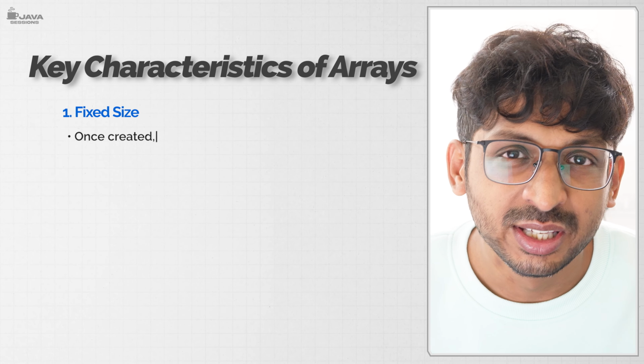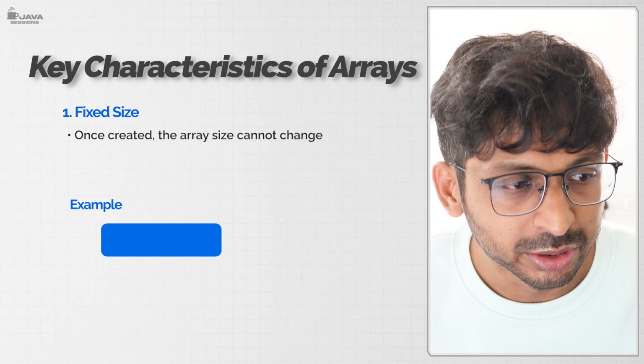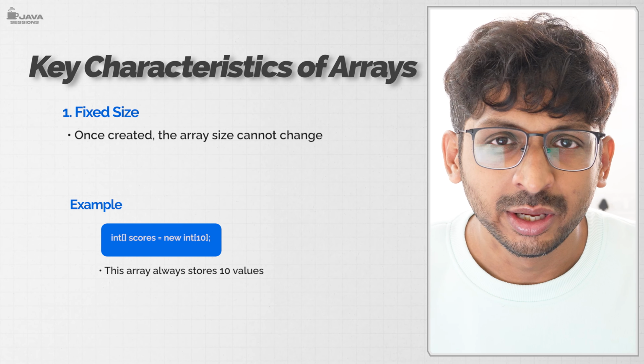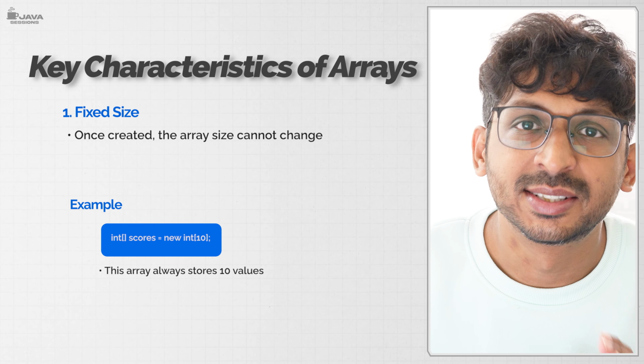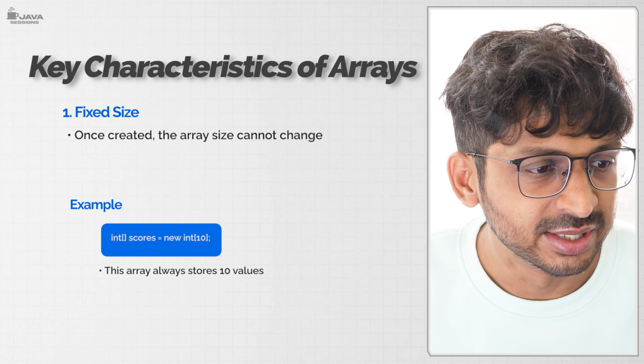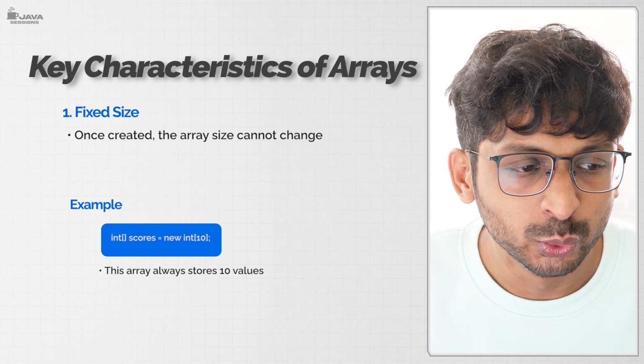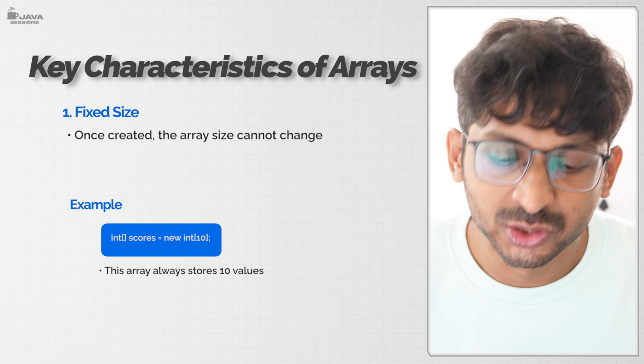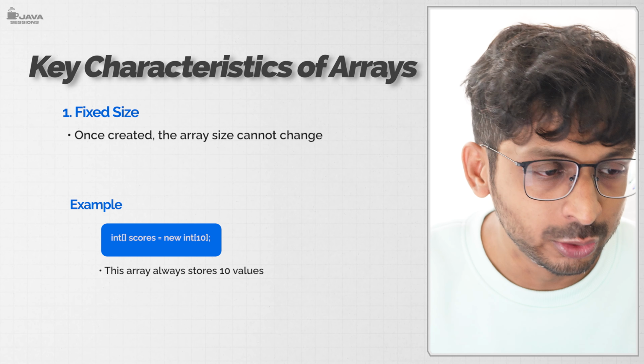Let's look at some of the key characteristics of array to understand them better. First one is the fixed size. Once you create an array with a certain number of elements, its size cannot change. In this example, int scores is equal to new int 10. So here 10 is the size of the array and it is always going to hold 10 integer values only.